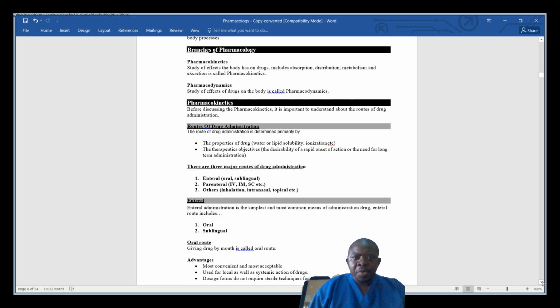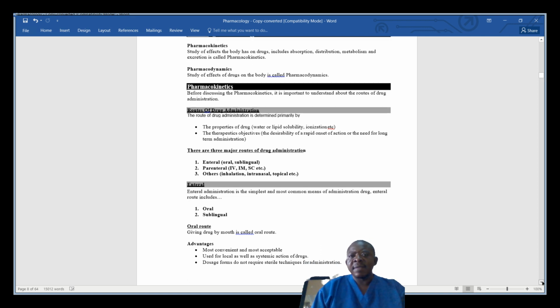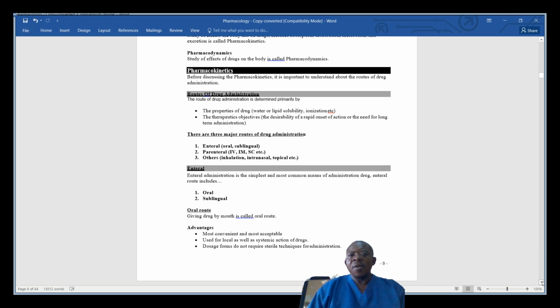So there are three major routes of drug administration. We talk of one, enteral. When talking about enteral, we are necessarily looking at oral or sublingual. Enteral, you're looking at the oral or the GIT, that is oral or sublingual. Oral by mouth, sublingual under the tongue, sub under, lingual to do with the tongue, so sublingual.